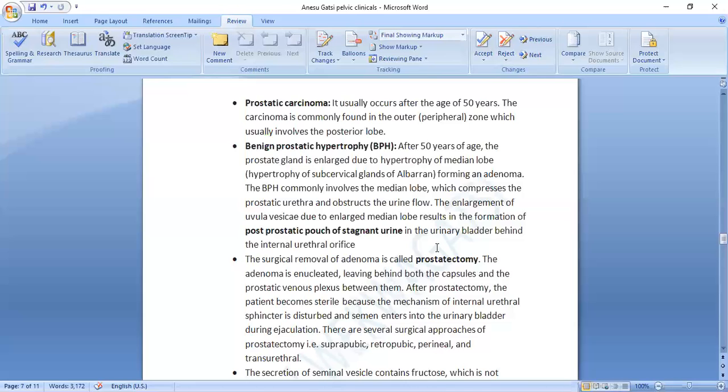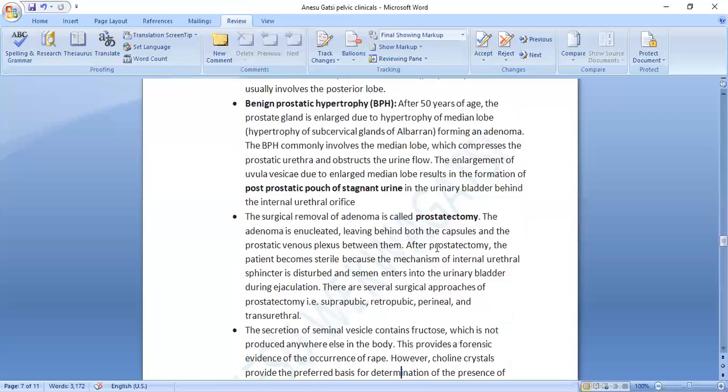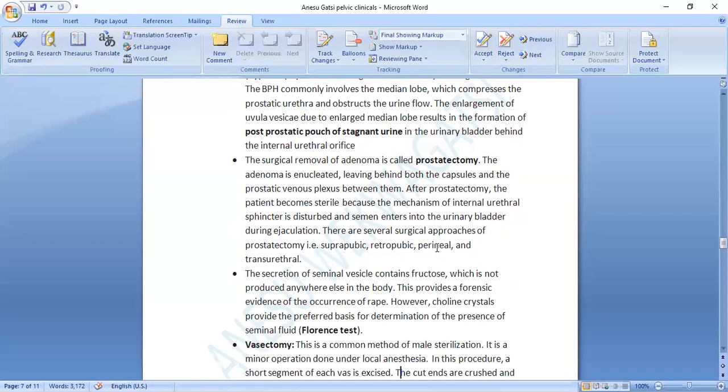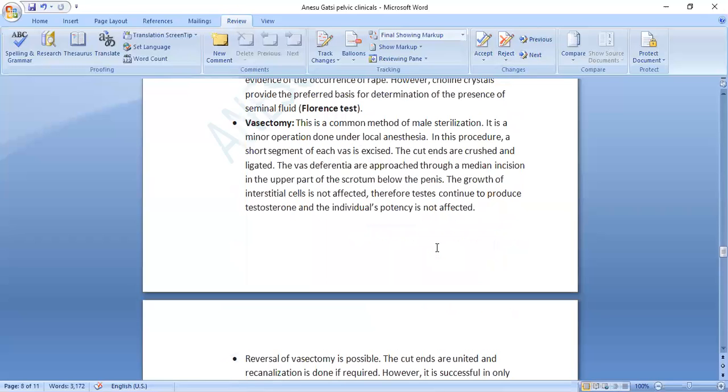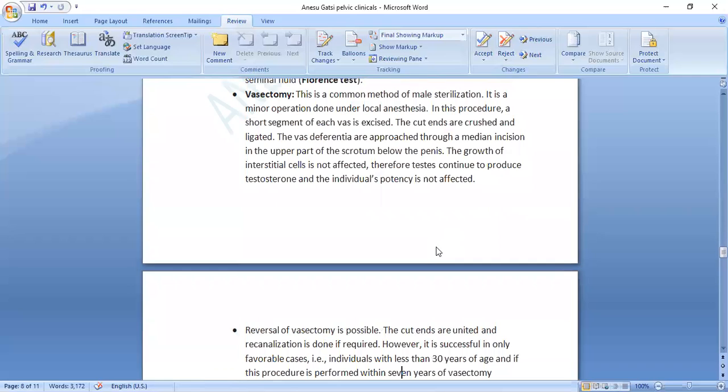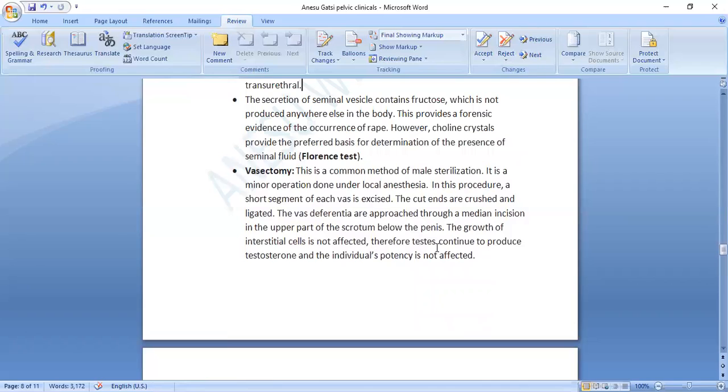So the seminal vesicle is also known as the gland of Repis, because it's the only place in the body where you have fructose being produced. So if you have to test for forensic evidence of rape using fructose, you're more likely to determine whether there has been a rape. But seminal fluid generally is tested using what you call the Florence test, which actually takes into consideration the presence of choline within the seminal fluid, not the fructose.